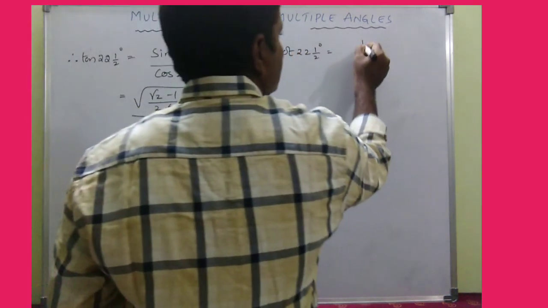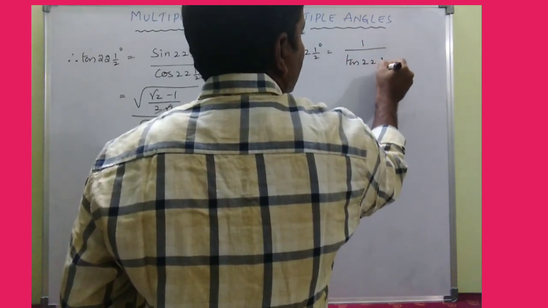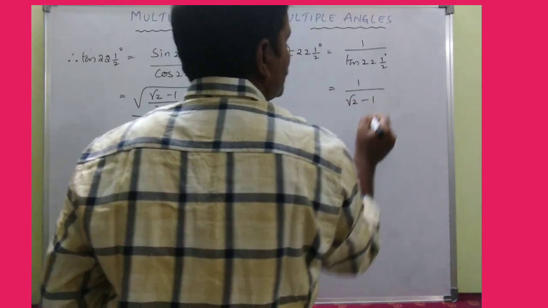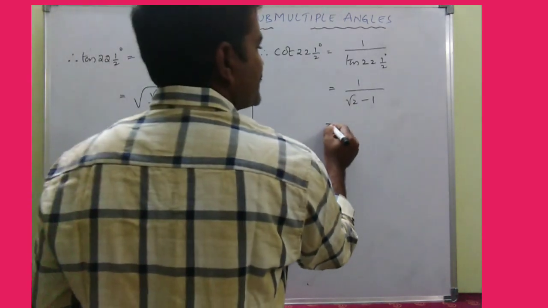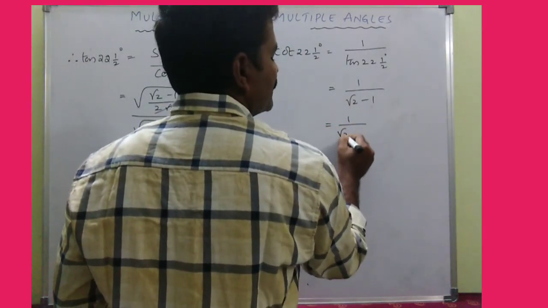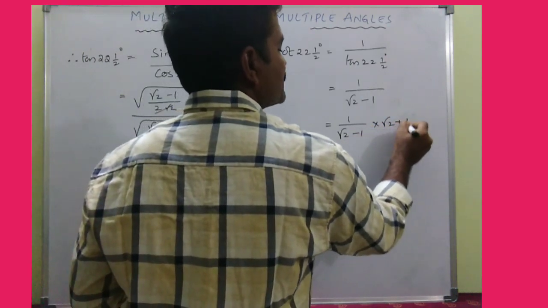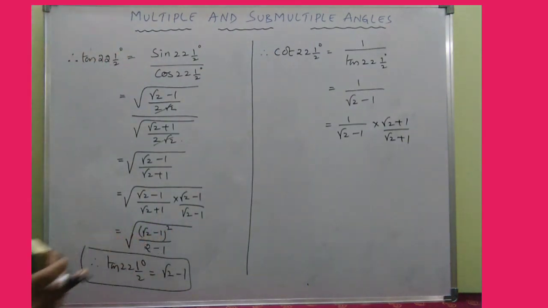For this the simplest way is cot, I can write it as 1 by tan. So 1 by root 2 minus 1. Once again rationalization here. The rationalizing factor for the denominator is root 2 plus 1. So we need to multiply both numerator and denominator by that.